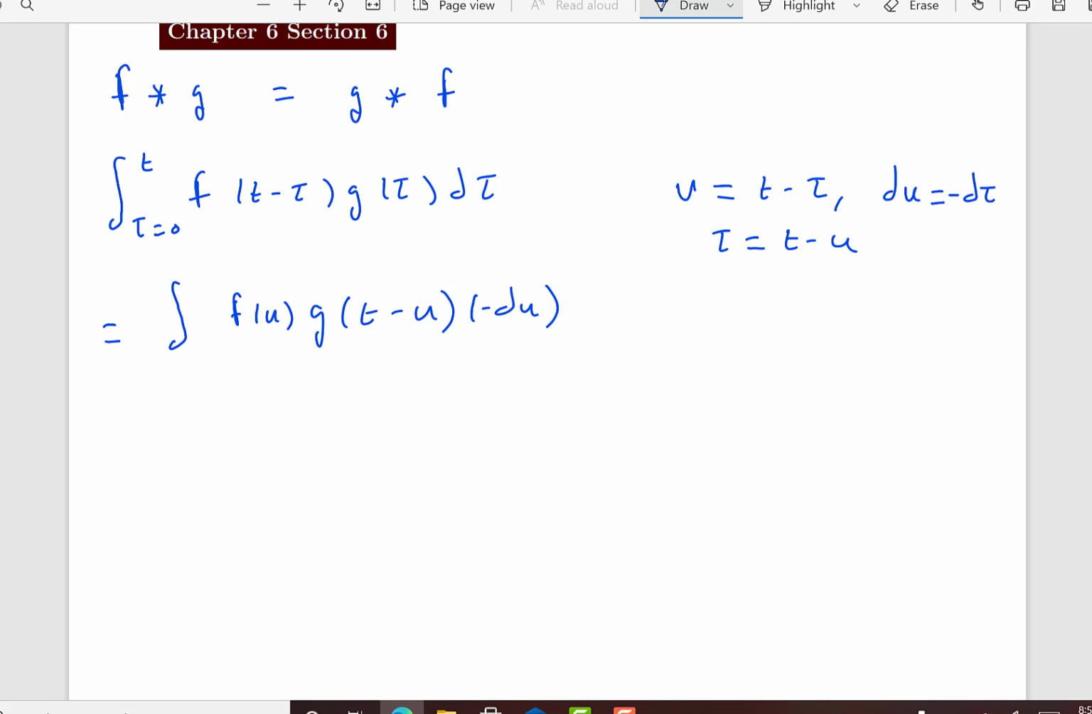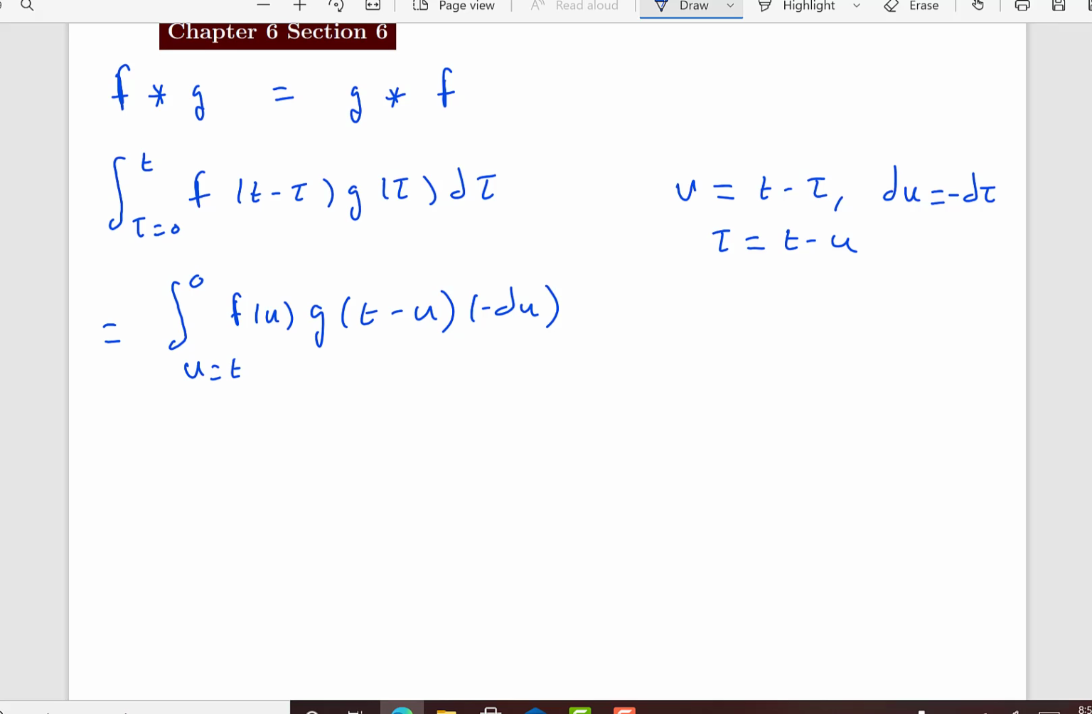And what about the limits? Well, the bottom limit is tau is equal to 0. Well, if u is equal to t minus tau and tau is equal to 0, the bottom limit is going to be u is equal to t. And what does the top limit become? Well, if u is equal to t minus tau and tau is t, u is equal to t minus t, so that's going to be equal to 0.